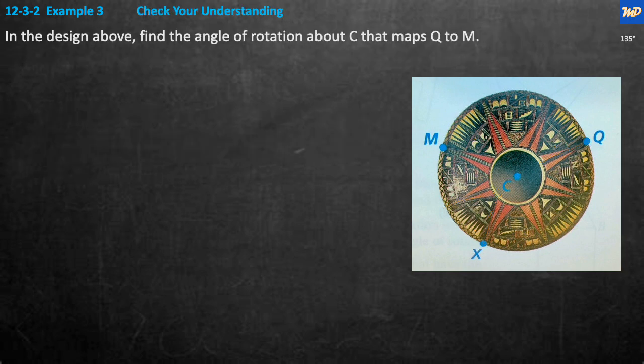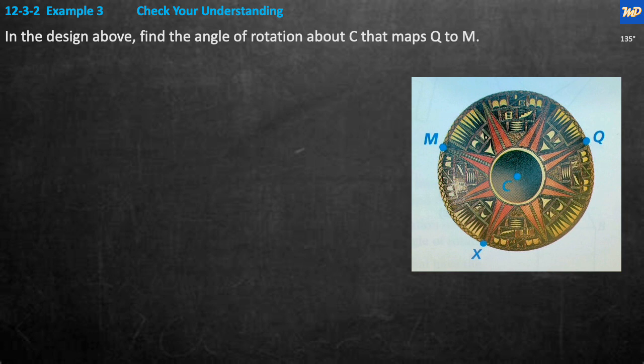Okay, in the design here, we're going to find the angle of rotation about C that maps Q to M. Well, just like we did in the example, we mapped Q to X. Now we're going to map Q to M, and what they're looking to find is the angle of rotation. How far is it? Go ahead and pause the video, try to figure it out, and come on back, and we'll work on it together.